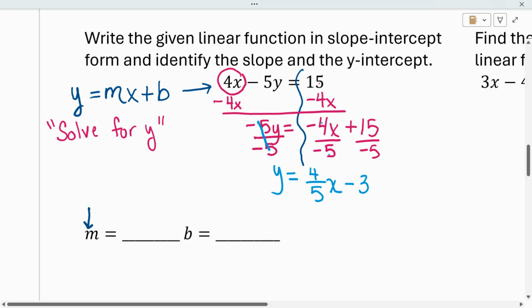It's asking me what my slope is. Remember that m in our equation represents our slope. What is our slope? It's 4/5. It's the number that's attached to the x term.